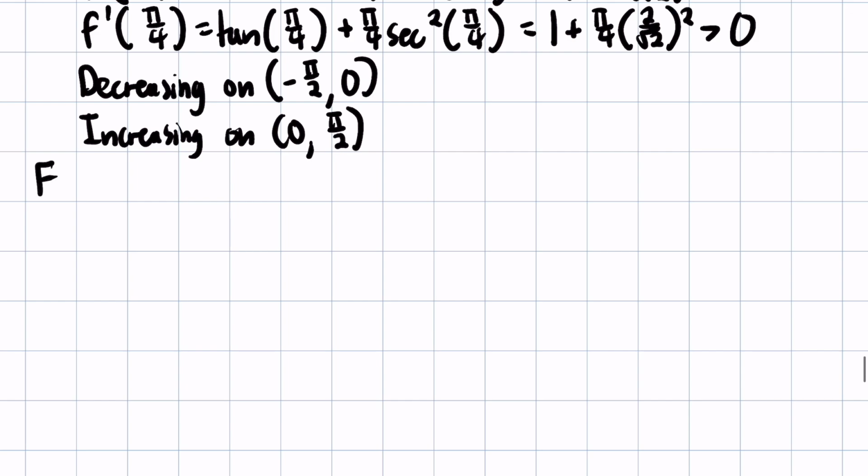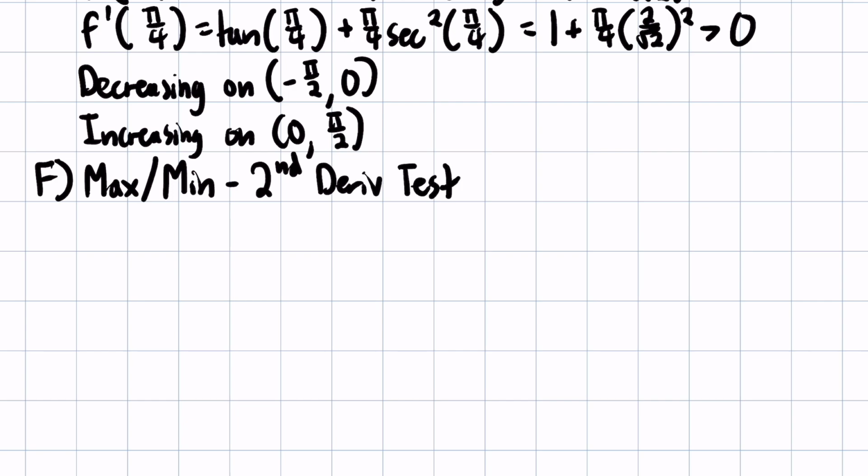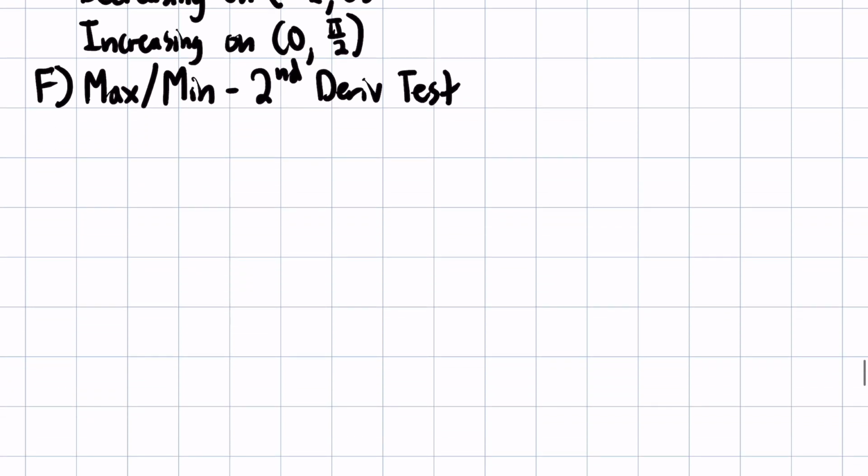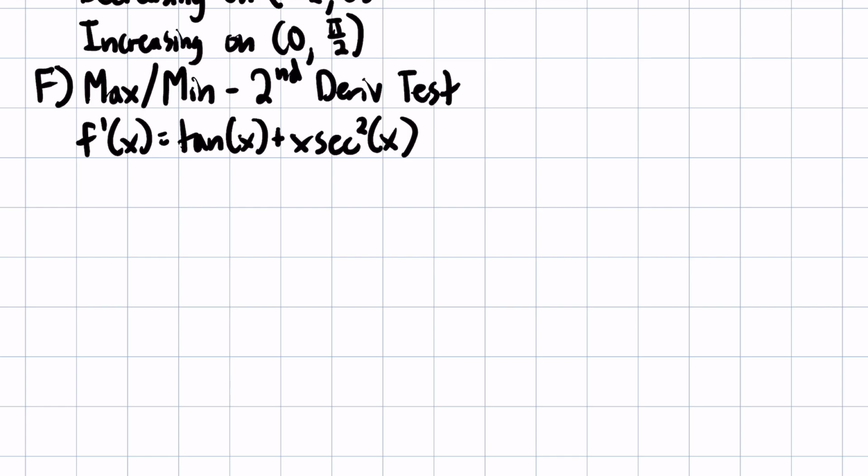The next thing we need to think about is local maximums and minima. And here, just to try out something new, I'm going to use the second derivative test, so y'all can see how to do it both ways. So we found in the last problem that f prime of x equals tangent of x plus x secant squared of x. So then f double prime of x, we just take the derivative of that. Tangent of x, that's just secant squared of x. And then x secant squared of x, we use the product rule. So derivative of x is 1 times secant squared of x.